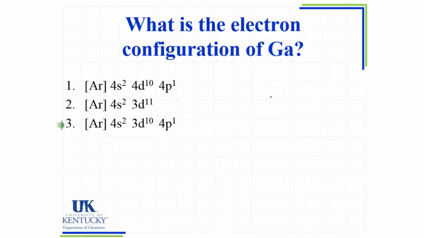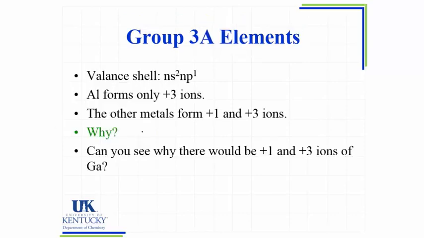Well, if you said it was number 3, you are correct. Look at that electron configuration. We've got 4s2, 3d10, 4p1. So these are my valence electrons, and they're being separated by a bunch of d's. Okay, so if you think about gallium, why would you expect it to form +1s and +3s?